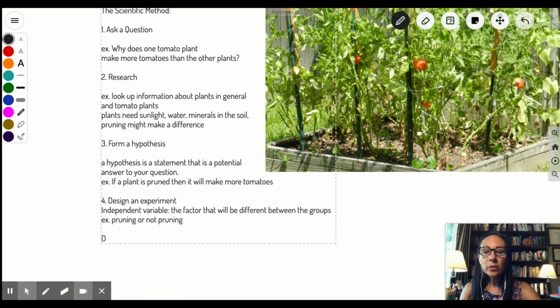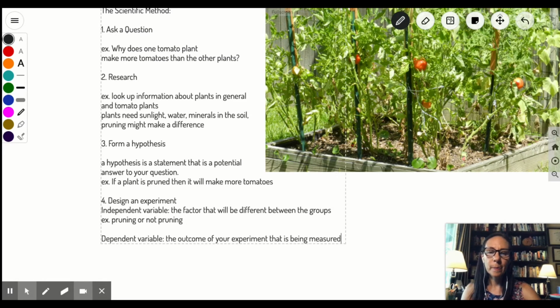And then the other variable is called the dependent variable. The dependent variable is the outcome of your experiment that you are measuring. The outcome of your experiment that is being measured. And so this also has to be decided before you do your experiment. And for me with the tomato plants, the thing that I'm going to be measuring at the end is the number of tomatoes.